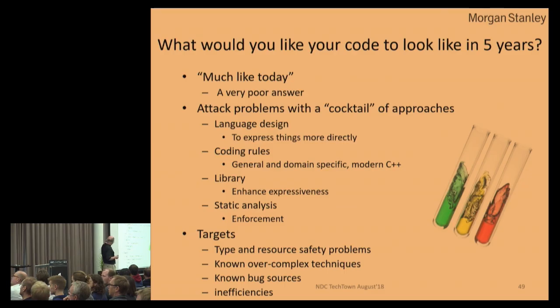And we are tackling the problem in terms of a cocktail of problems: language design, coding rules that say what is good, libraries for easier writing of code, and static analysis for enforcement. So the basic idea is that the way doctors kill illnesses, sometimes one medicine isn't sufficient, but a cocktail of them will kill whatever it was that ailed you. And so we're trying to do that combination there. The targets are type safety and resource safety problems. We want to eliminate those.